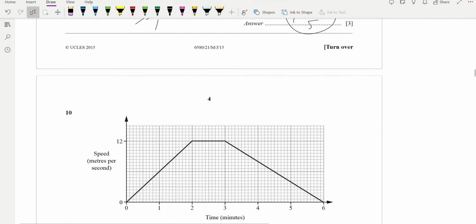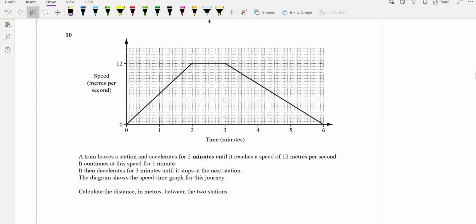This is a 3-mark question which we have done. Now question number 10. Question number 10 says a tram leaves a station and accelerates for 2 minutes until it reaches a speed of 12 meters per second. Keep in mind this is in minutes and this is 12 meters per second. It continues at its speed for 1 minute, then decelerates for 3 minutes until it stops at the next station.